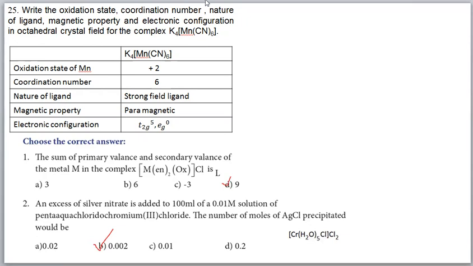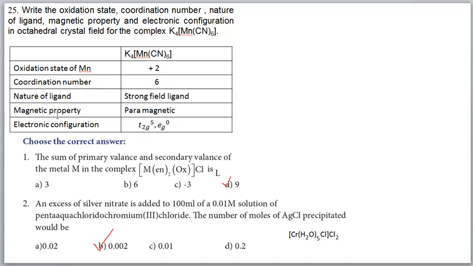K4[Mn(CN)6]. Okay. Here oxidation state first. Oxidation state of Mn, manganese. Here potassium charge is plus 1, 4 potassium, so plus 4. Manganese unknown, take x. CN is minus 1, 6 CN, so minus 6. So we will get plus 4 plus x minus 6 equal to 0. So x minus 2 equal to 0, x equal to plus 2. So the oxidation state of Mn is plus 2. Coordination number: it is a monodentate ligand, so 6 ligands are there, so the coordination number is 6. Nature of ligand: it is a strong field ligand.